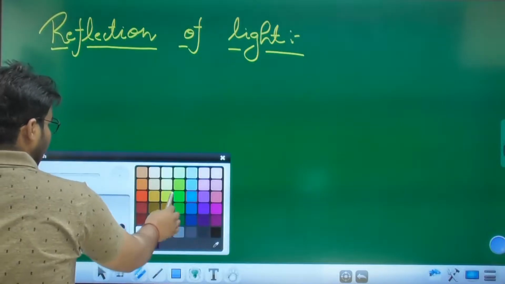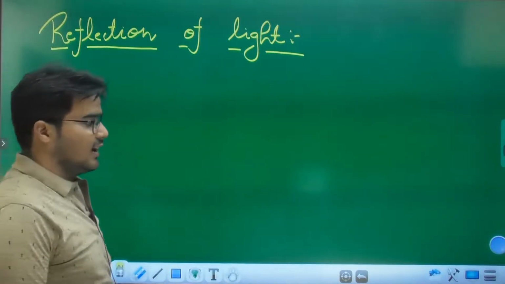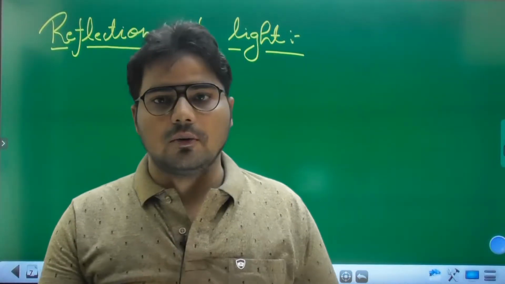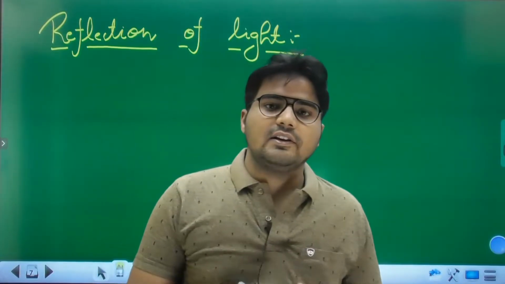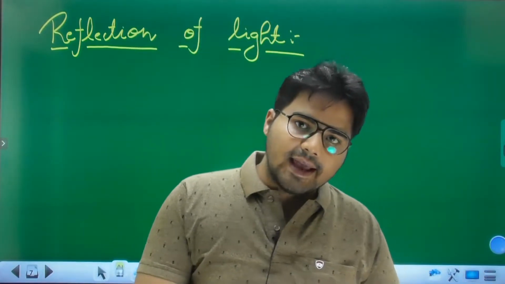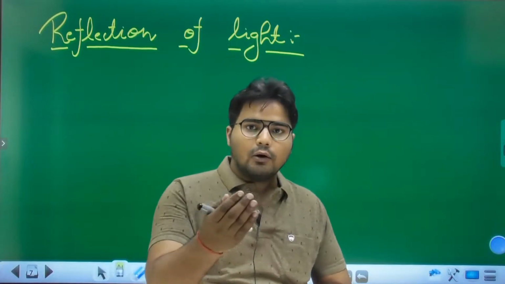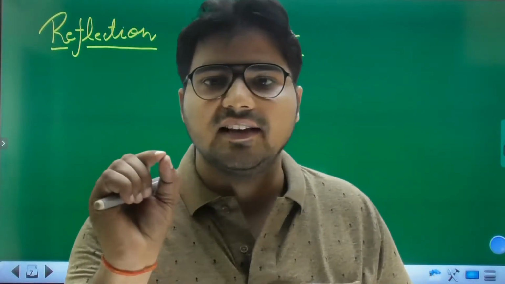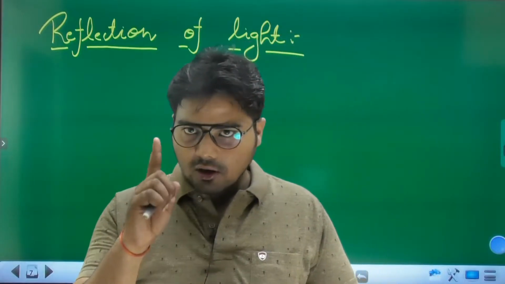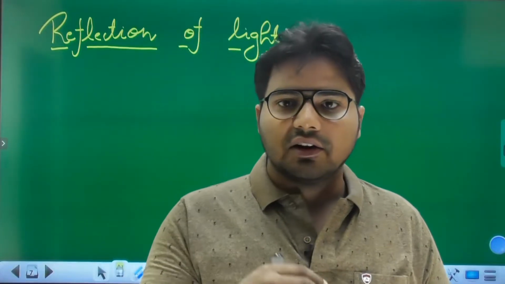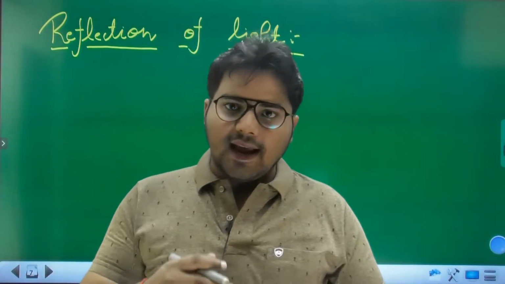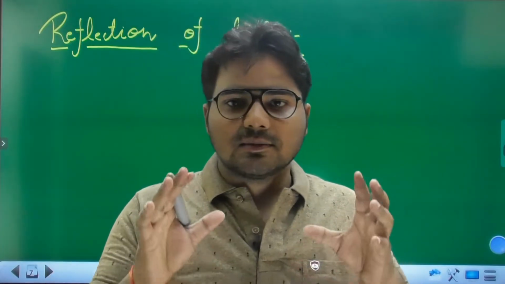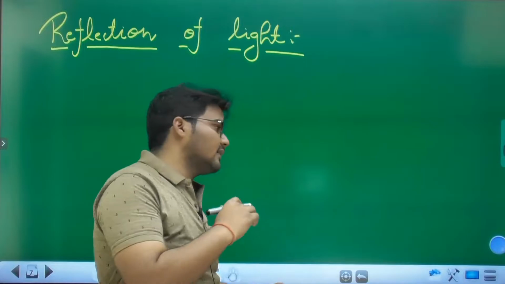We will now study the reflection of light. So our topic starts from here afresh. What is reflection? When light rays fall on any object and that light bounces back, this process is called reflection. Reflection is a process by which light rays fall on any object and bounce back. This process of light is known as reflection.